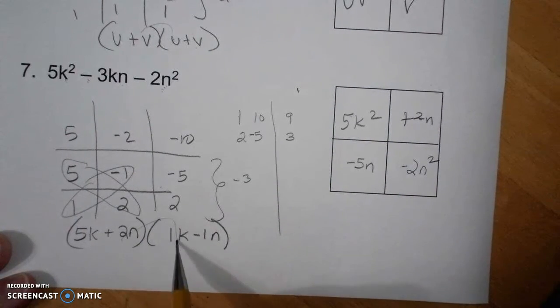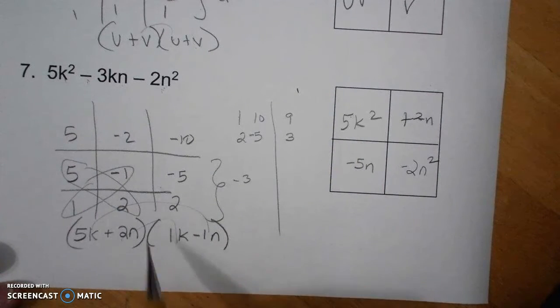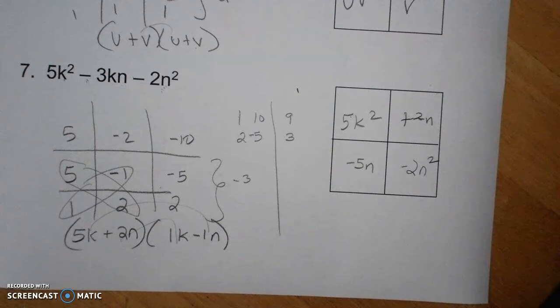Here's your positive 2. Here's your negative 5 to get negative 3. That is another way to factor trinomials with more letters involved.